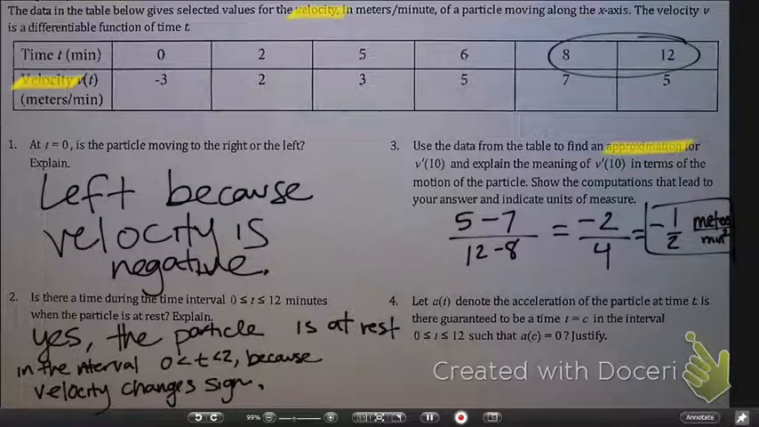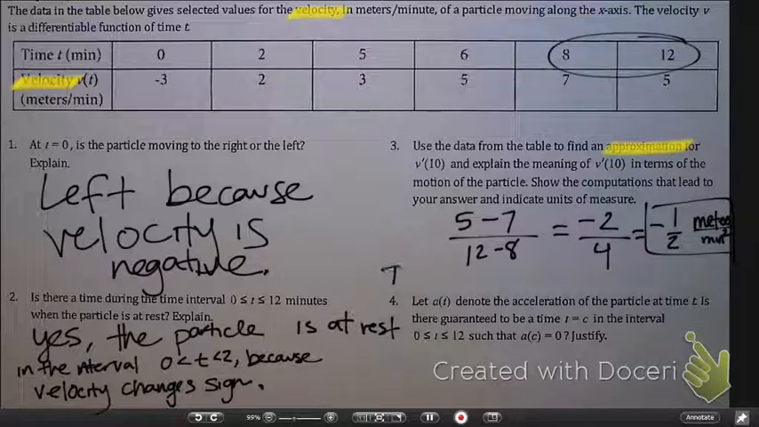It also wants us to explain what that means in the context of the problem. What does negative 1/2 meters per minute squared mean in the context of this problem? The acceleration, which is what? v prime. Good. But what does acceleration mean to you? It's not how fast it's moving. It's the rate at which the speed is changing, or the rate at which velocity is changing.